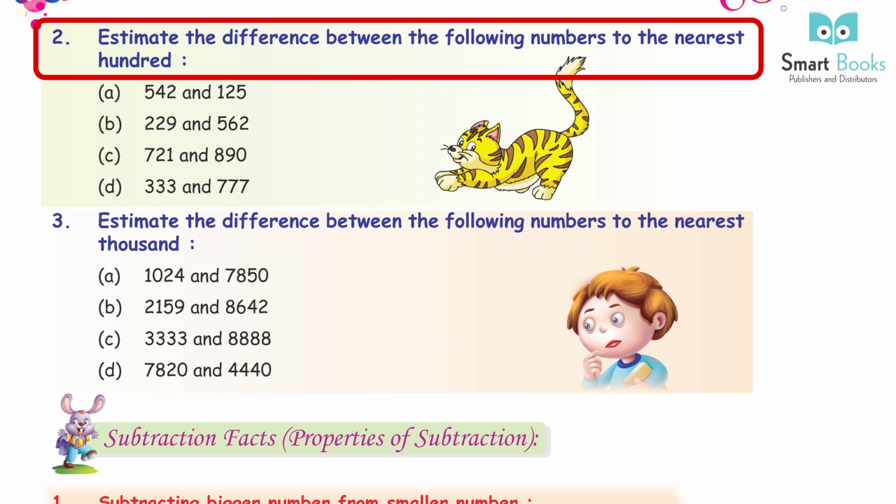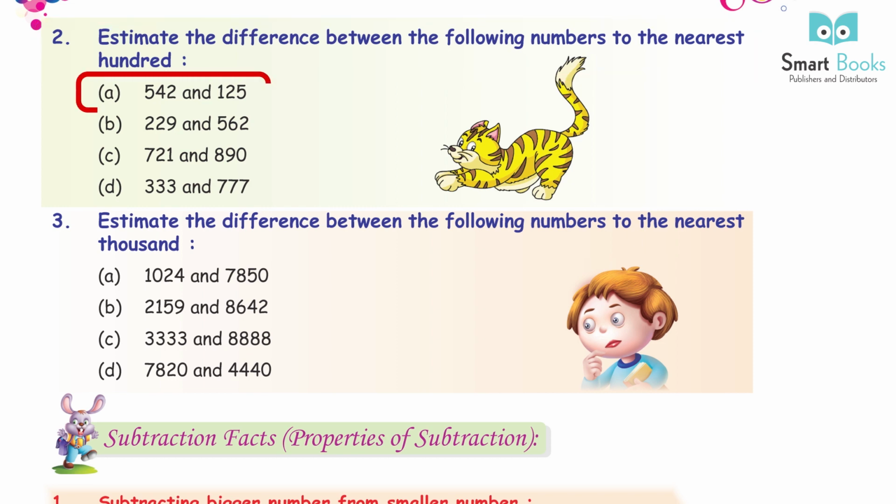Question 2. Estimate the difference between the following numbers to the nearest 100. A. 542 and 125. Answer 400. B. 229 and 562. Answer 400. C. 721 and 890. Answer 200. D. 333 and 777. Answer 500.